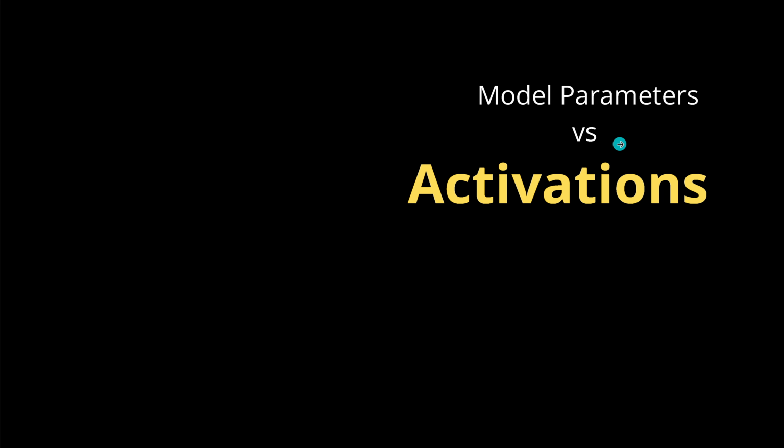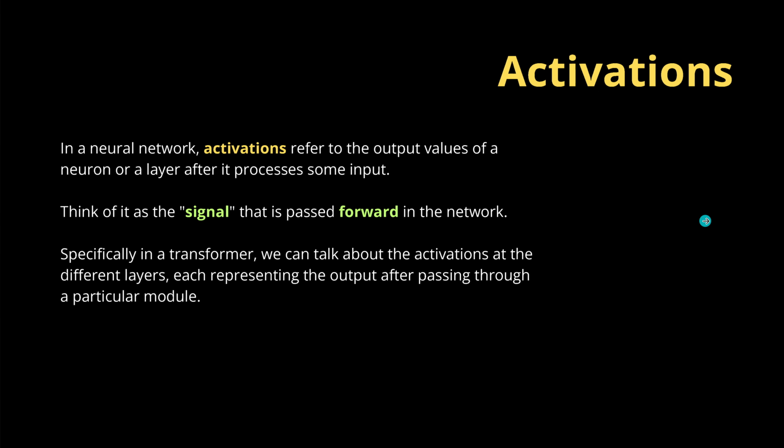So let's talk about terminology. We have the fixed model parameters of our LLM, and then you always hear activations. What is an activation? In any neural network, activations simply refer to the output values, either of a neuron or a more complex structure like a layer, after this element processes some input. In the simplest case, think of it simply as a signal that is passed from the input, from the embedding layer, forward through the different layers of our neural network, forward in the complete network architecture. This is it.